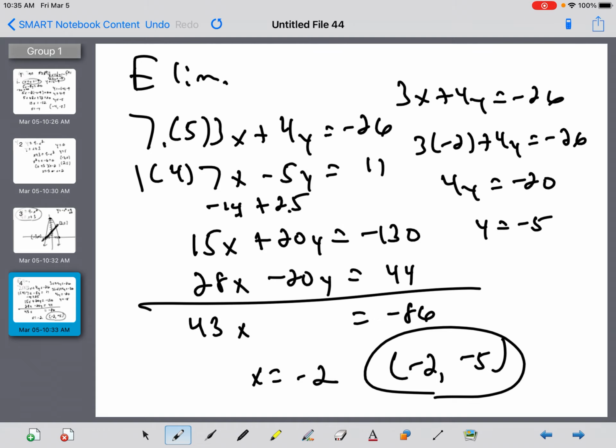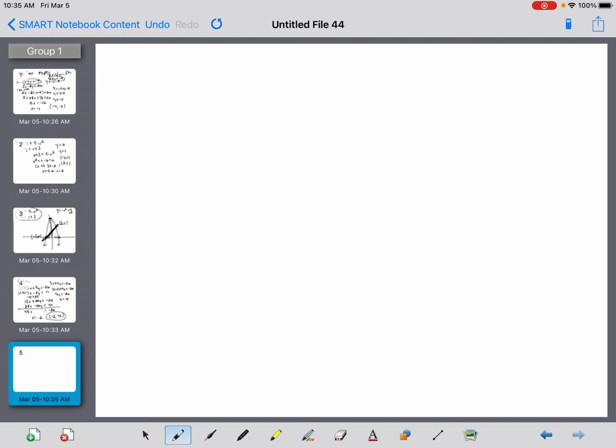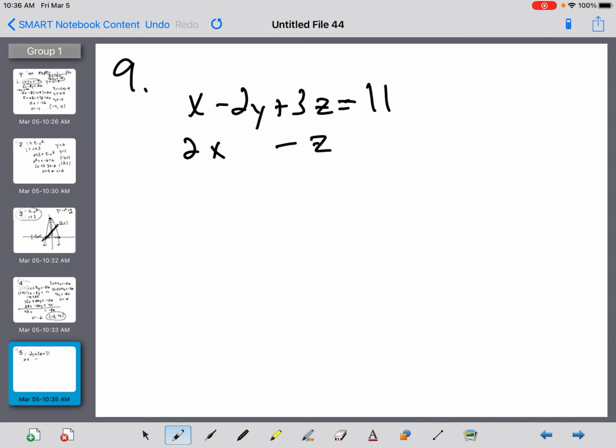Okay, so then we get to the trickier part, the 3 equations, 3 unknowns. So here's question number 9. x minus 2y plus 3z is equal to 11. Okay, the second equation has 2x, and make sure you put your columns together here, minus z equals 3. And then the third one is 3y plus z is equal to negative 8.